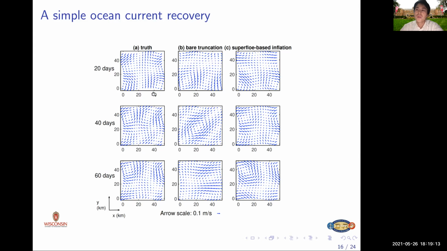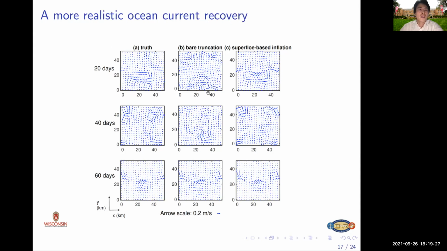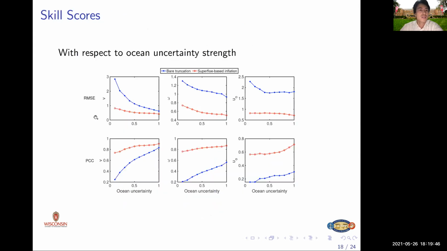And if we use the superfloe-based inflation technique, then we see that these large scale features are somehow recovered. As you can see here, this eddy is reasonably well recovered, but there are some errors, right? And here is a more realistic ocean current. Same thing: we have more ocean modes, and the superfloe-based inflation captures the truth reasonably well, I would say, compared with the bare truncation field in this case.